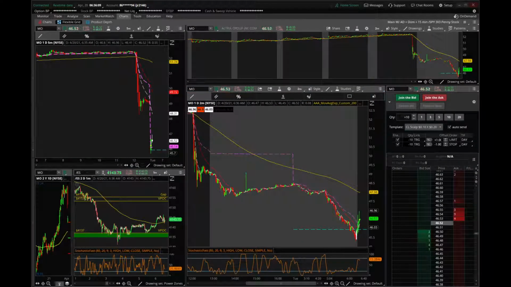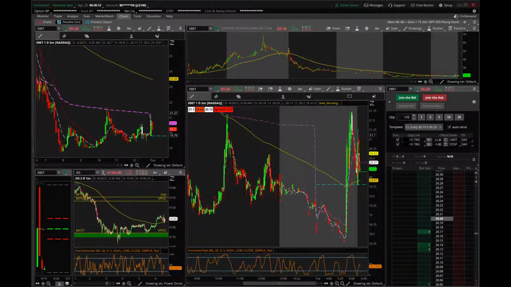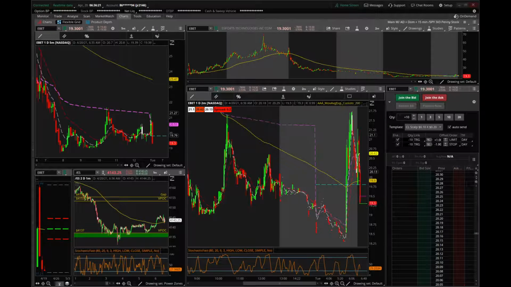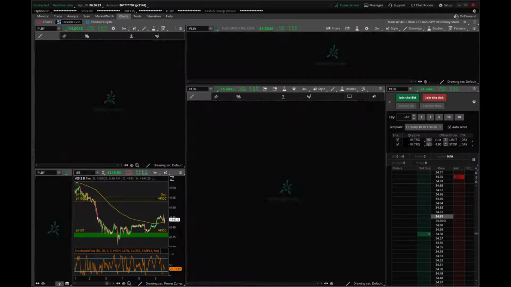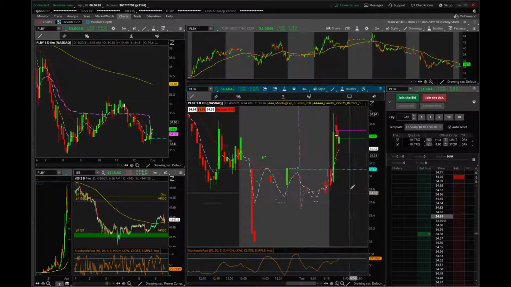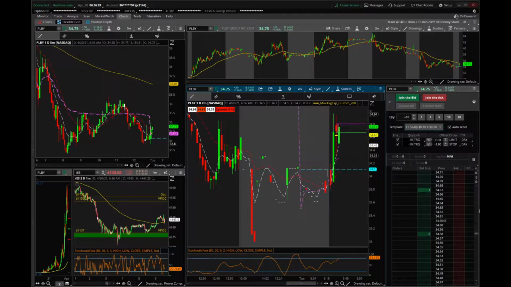Now let's go down. Let's see if there's other stuff, anything else that we could trade. Okay, EBET, look at the spread, 39-cent spread for what I like. Not a big fan of it. Move on, right? Playboy, really not moving, very little volume. I'll get rid of Playboy.